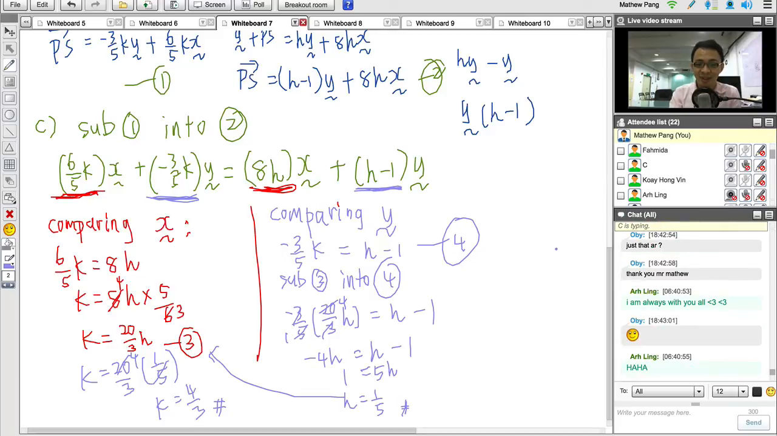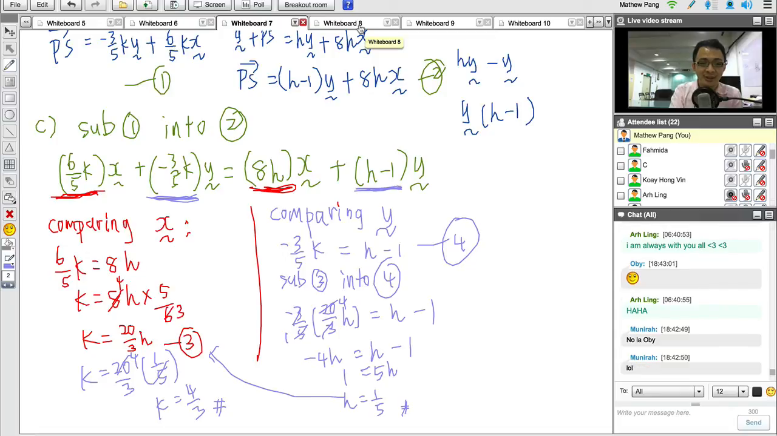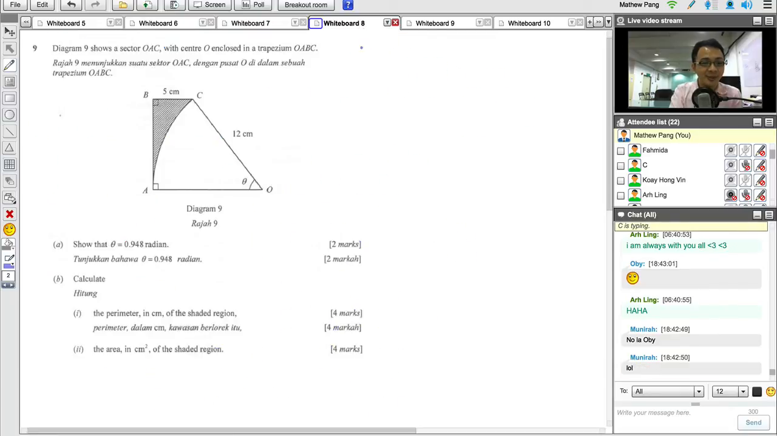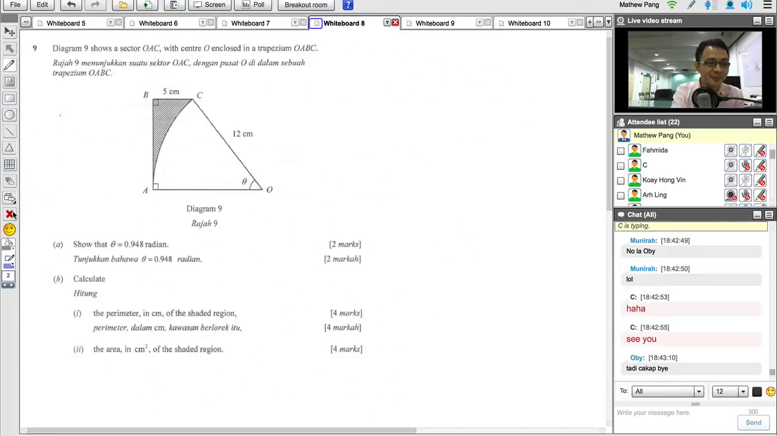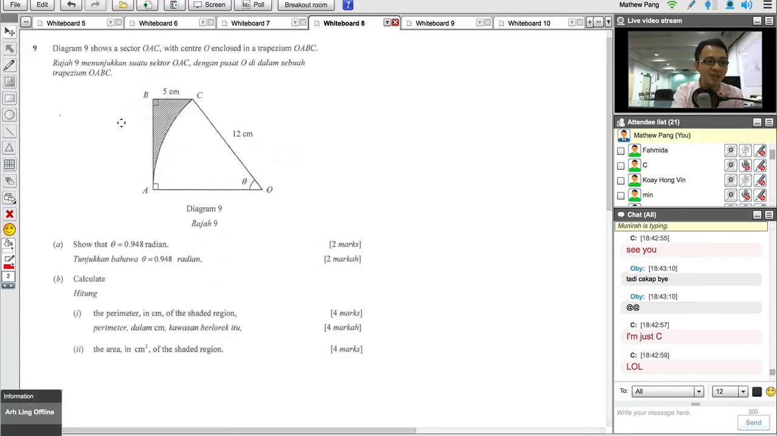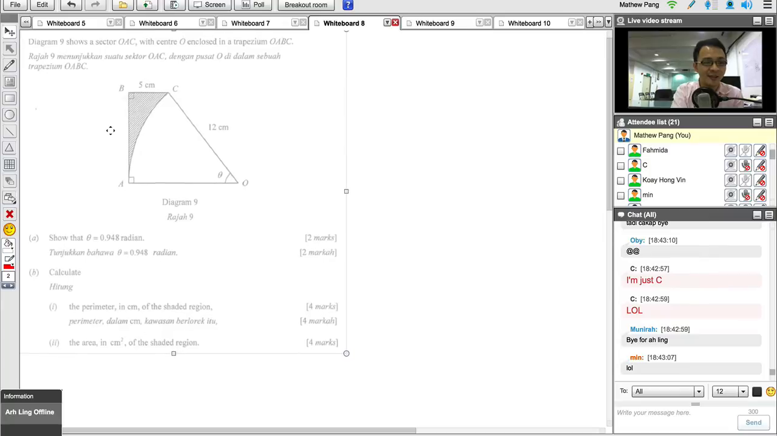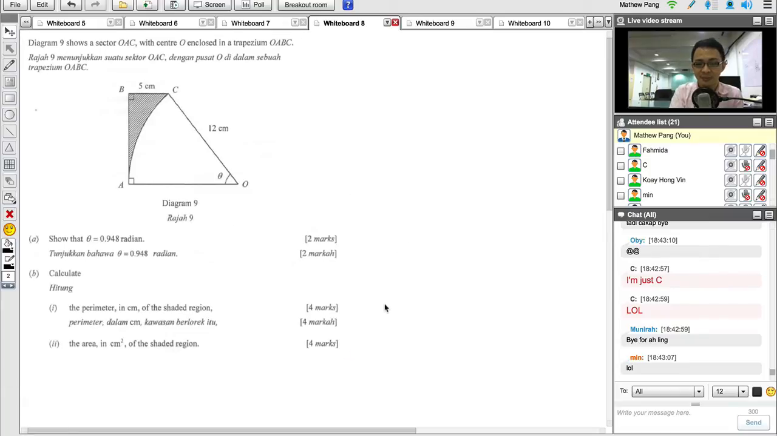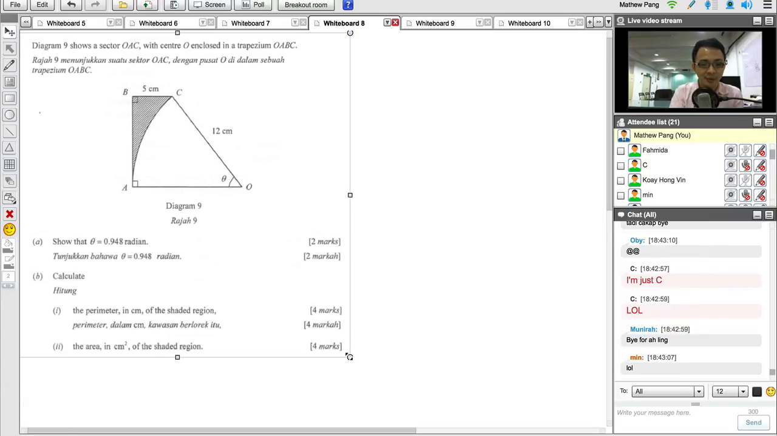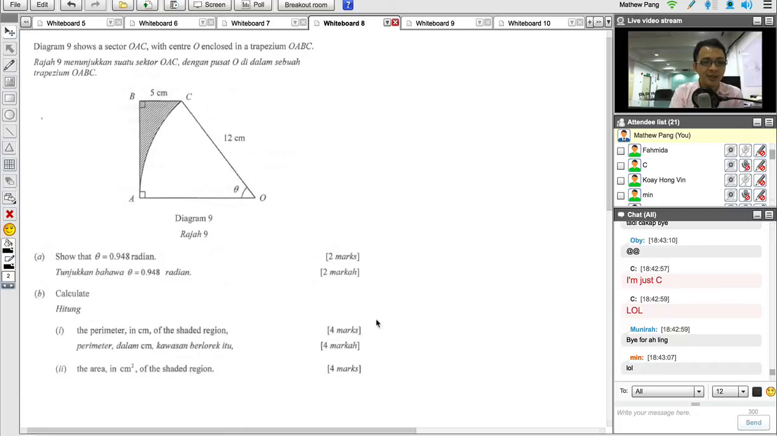let's continue to the next question. Okay, circular measure. Yeah, this one should be okay. Can anyone not see the circular measure question here? The question number 9. Can you see the question? Okay, good.